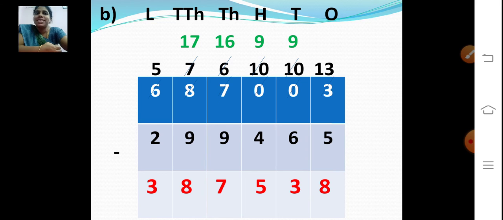And thousands place, 6 minus 9 is not possible. So I'm borrowing 1. So 16 minus 9 is 7. And what number am I having in the 10,000 place? 7. 70,000 minus 90,000 is not possible. So I'm borrowing 1. So 1,70,000 minus 90,000. Answer is 80,000. So 17 minus 9 is 8. Now let's move on to the lakh place. 5 minus 2, 3.